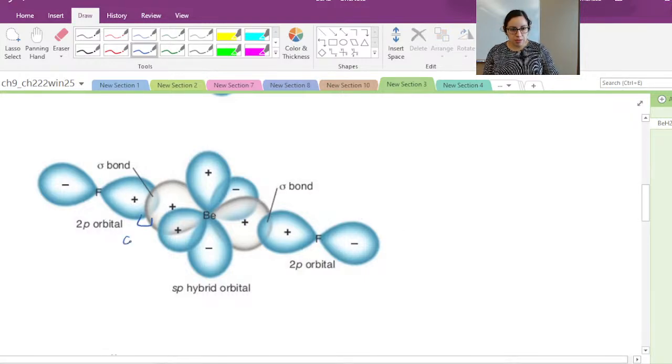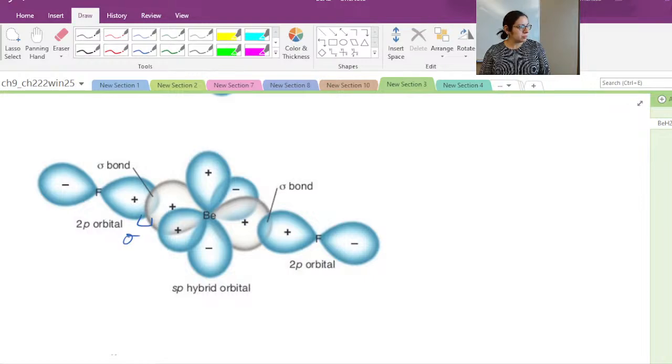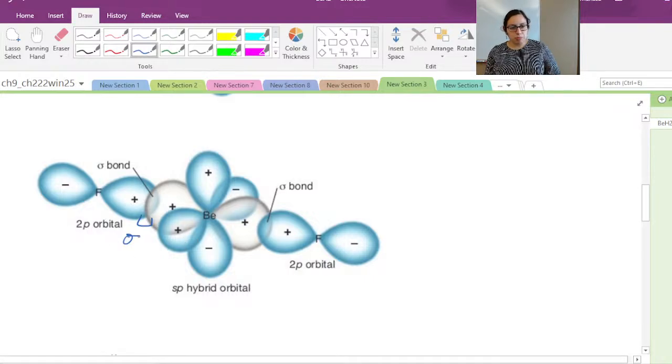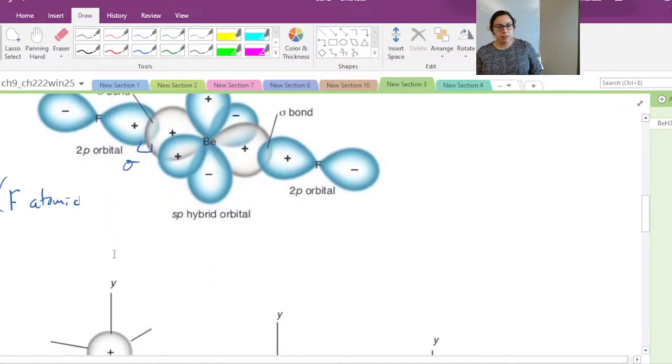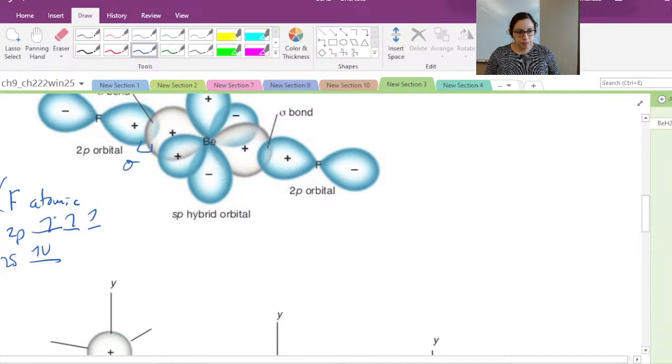So of course, again, sigma bond, and beryllium is still sp hybridized. You could again go back and think about this. Our fluorine atomic orbitals, just so we're clear on this: 2p, 2s. All of them are of course occupied, just leaving, again, whichever one you want to call it.